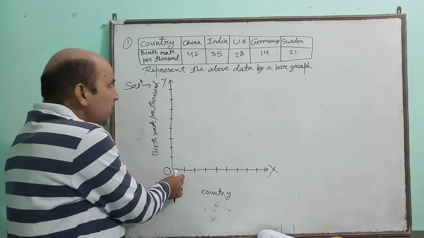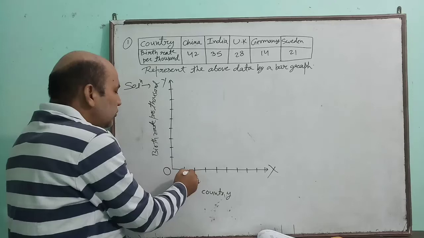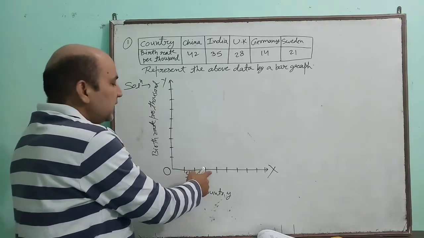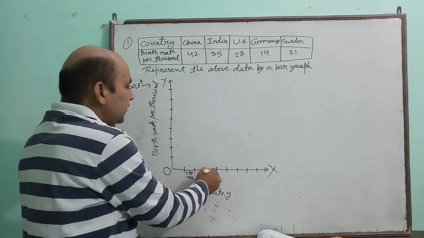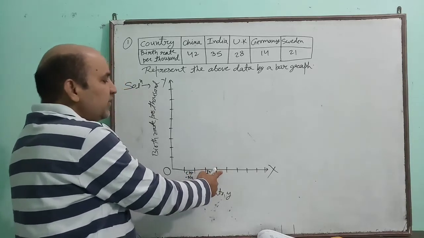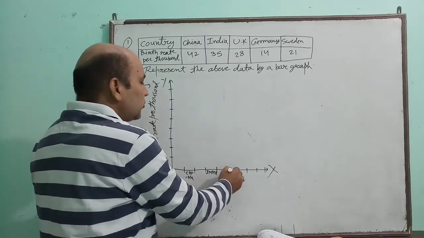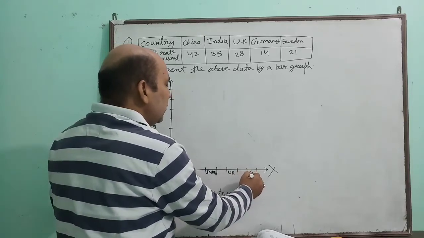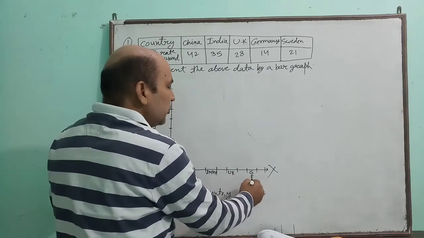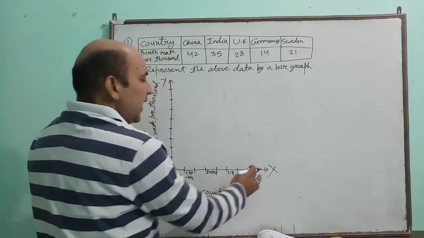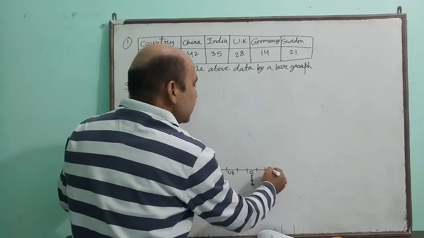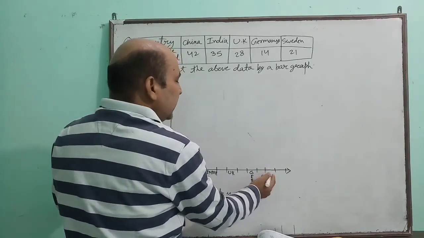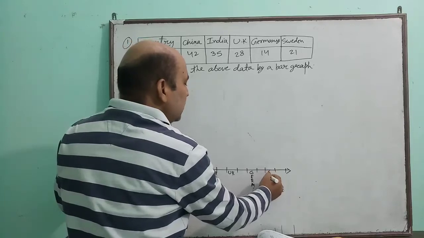We will leave the first box. The second box will denote China. Again we will leave one box. The next box will denote India. Again we will leave one box. The next will denote UK. By leaving one more box, the next will denote Germany. Again, by leaving one more box, see here, we have to take more length for it. Leaving one box, this will denote Sweden.